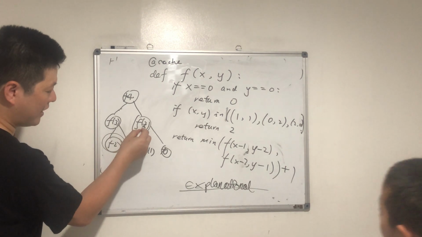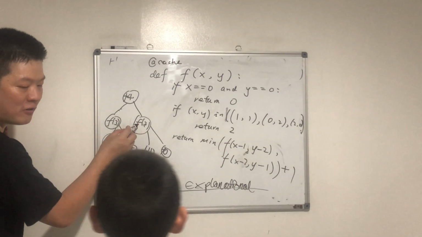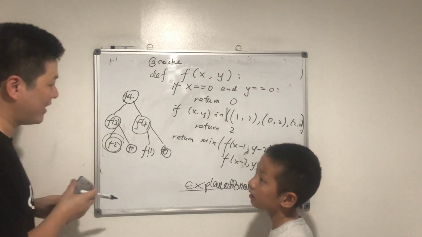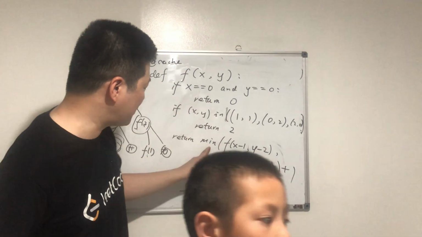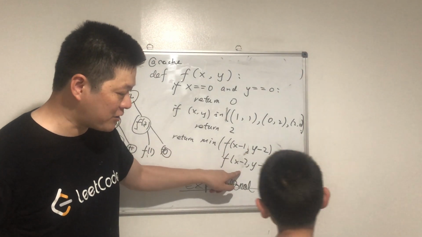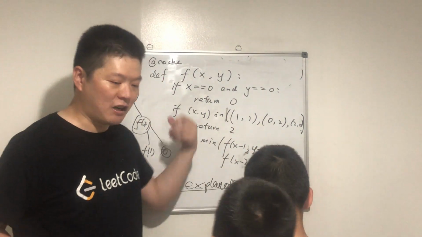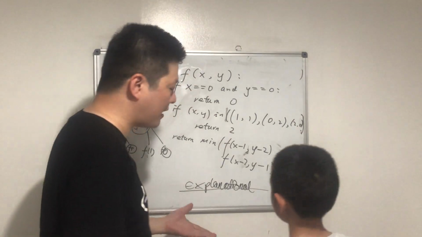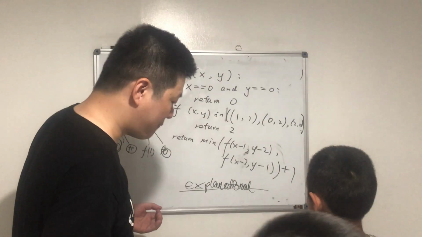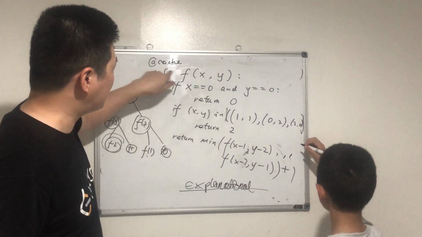Look at F2 here, F1 here. If we don't cache it, what happens? This value will be calculated over and over again, right? The same thing here, because look, f(x minus 1, y minus 2). Eventually, if you're not caching it, this value will be calculated over and over again, and this will make the time complexity exponential, right? But now we're doing this using a cache.